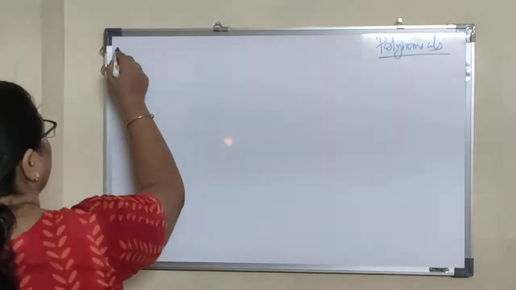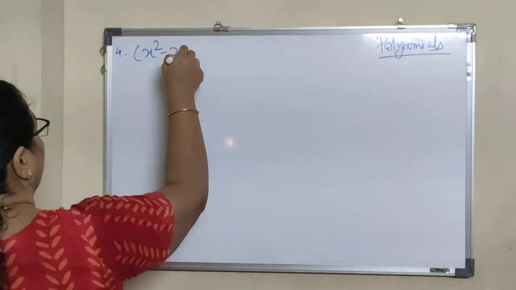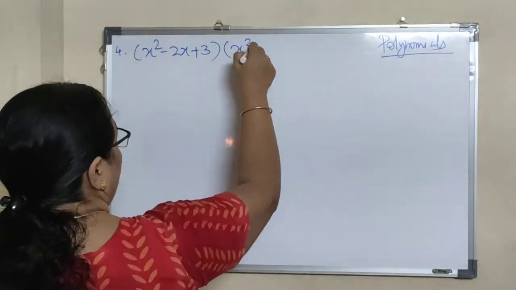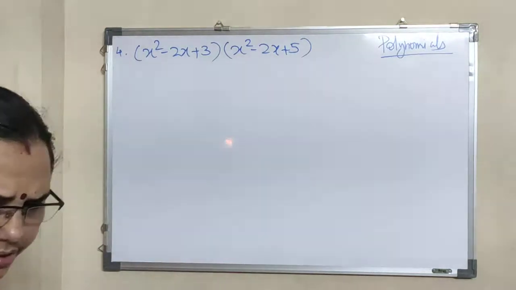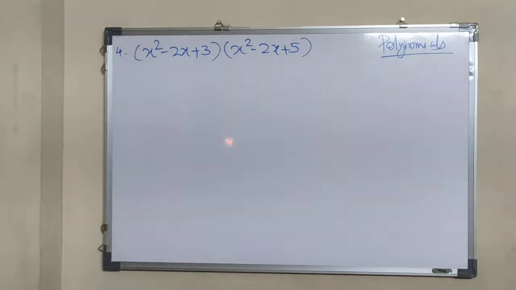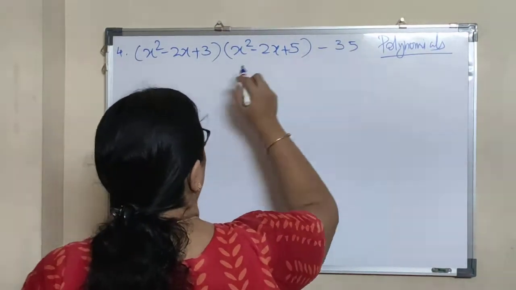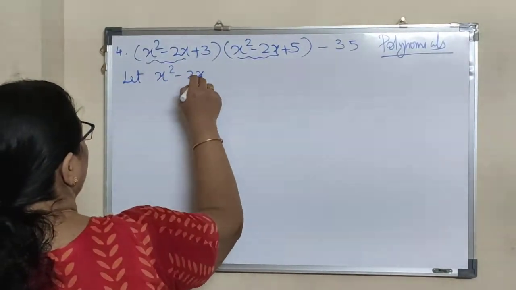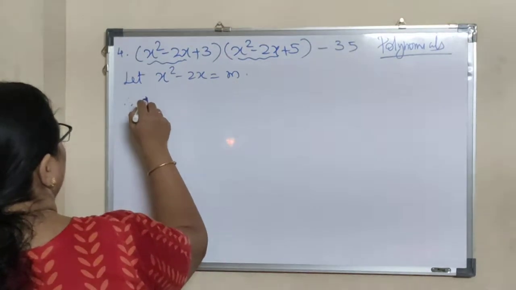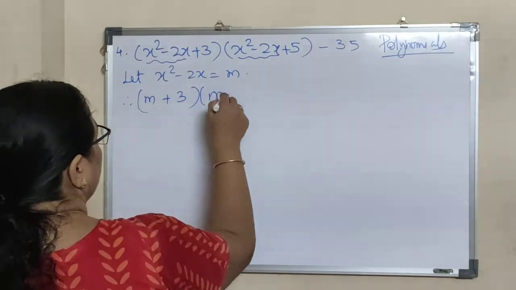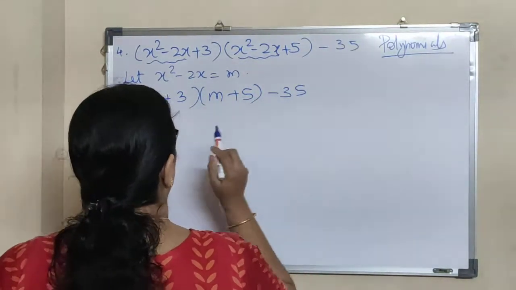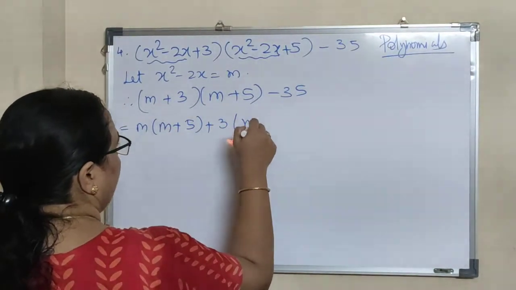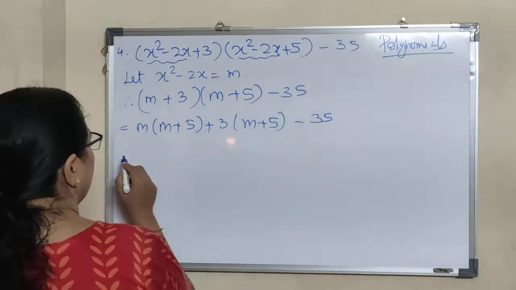Okay, the question is (x square minus 2x plus 3)(x square minus 2x plus 5) minus 35. I am sure some of you must have already started. Those who have started, you continue. Those who have not started, you get (m plus 3)(m plus 5) minus 35. Split and multiply. So we get m into (m plus 5) plus 3 into (m plus 5). 35 as it is continues.